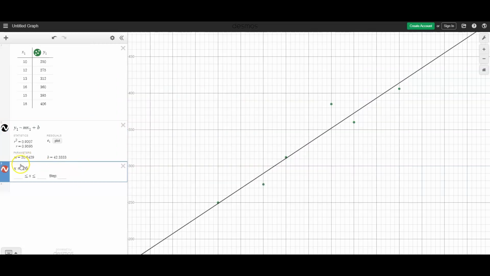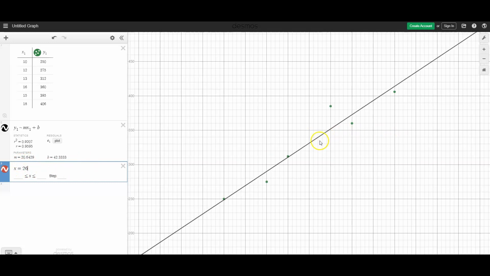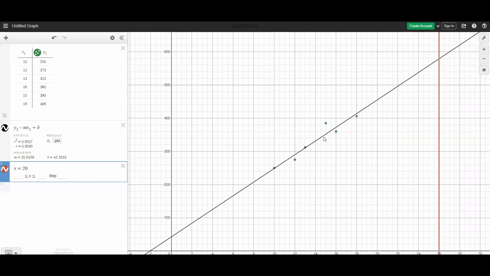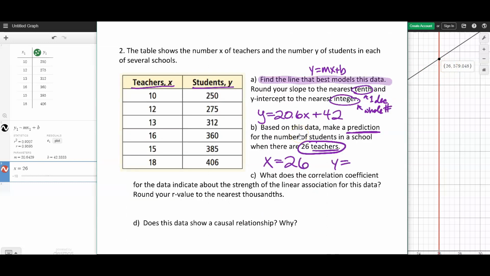It should be a vertical line. And nothing showed up, so I'm going to zoom out a little bit. Oh, there's the line that represents 26. And so when X is 26, what's Y? 579. Again, I just clicked this little point to see the input and output that's matched up with 26. So I would say that the output is 579 students. That's how many students I can predict would be in a school that has 26 teachers.